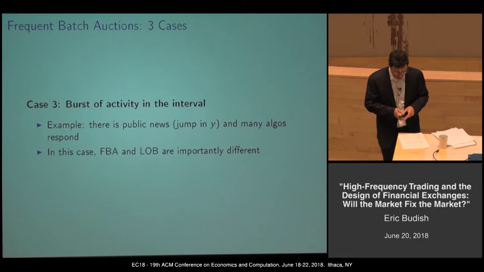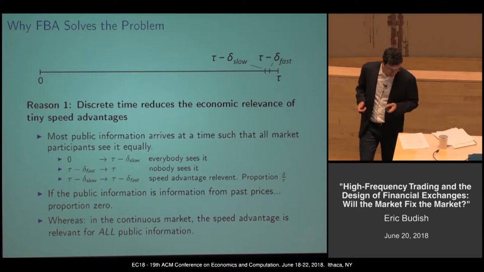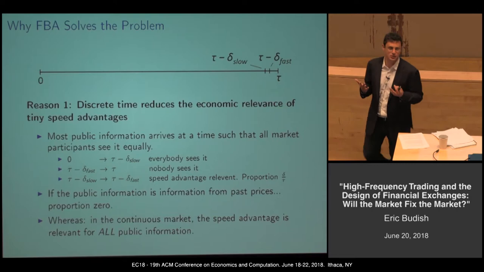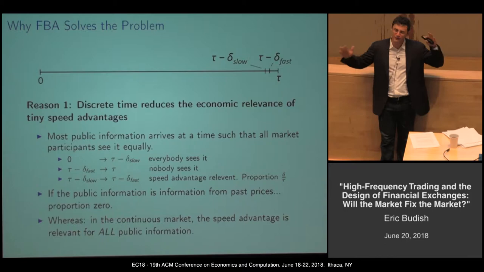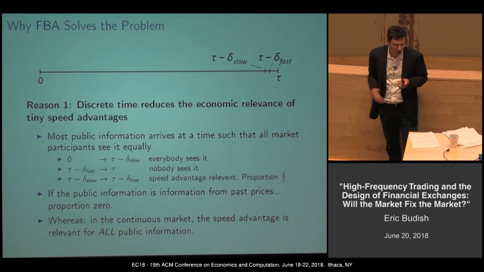And this case is where discrete time and continuous time are meaningfully different. So there are two reasons. The first and more obvious reason is that discrete time reduces the economic relevance of tiny speed advantages. So as long as the batch interval is long relative to the speed advantages at play, so relative to the difference in speed between fast guys and slow guys, and don't think of fast and slow as high frequency traders and your grandma. Think of fast and slow as high frequency traders and other extremely sophisticated financial market participants who aren't at the very, very cutting edge of speed.